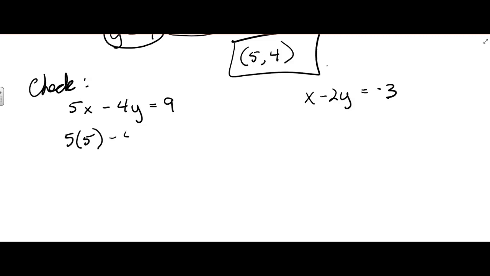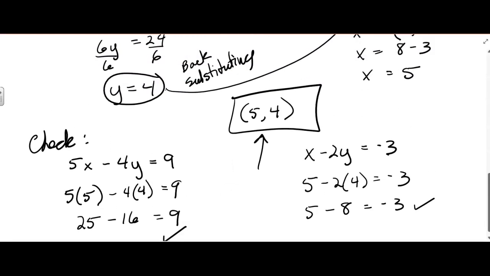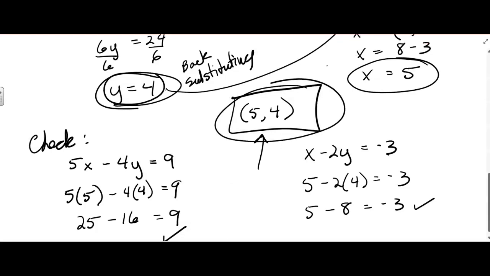X is 5 and y is 4. So for this equation, I get 25 minus 16. Does that equal 9? I'll say yes. And then the other equation is going to look like 5 minus 2 times 4. And does that equal negative 3? 5 minus 8, does that equal negative 3? Yes, it does. Okay, so it all checks out. And there's my answer right there. It's an ordered pair, so make sure you put x, comma, y. Don't get them backwards because then I'll just mess everything up. So our x was 5 and our y was 4. So we write the ordered pair, 5, comma, 4.